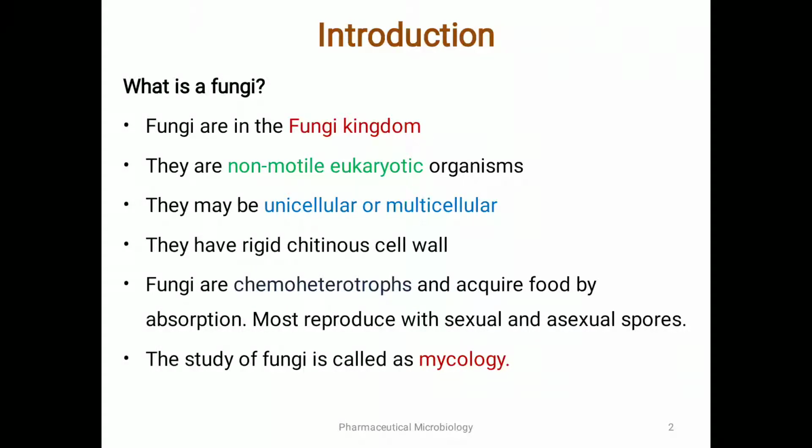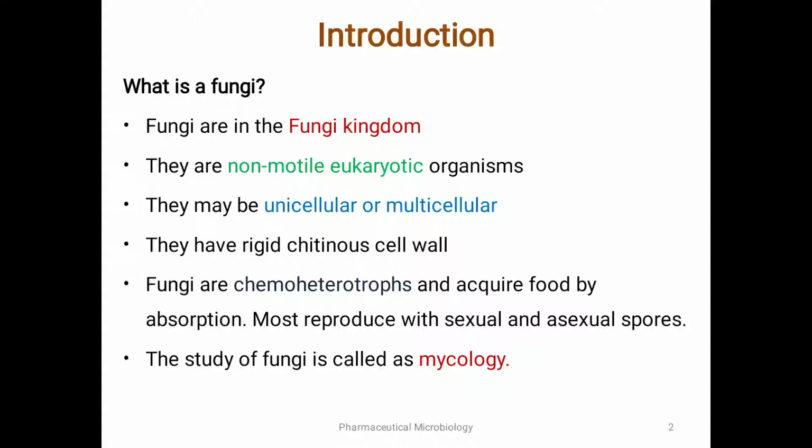So they are eukaryotic. The difference between prokaryotic microorganisms and eukaryotic microorganisms is that the prokaryotic microorganisms do not have a nucleus in their cell, while eukaryotic microorganisms or simply organisms have a nucleus in their cell. Okay, so bacteria are prokaryotic while the fungi are eukaryotic. The fungi may be unicellular or multicellular. There are some groups of fungi which are unicellular, means made up of a single cell, while there are some fungi which are multicellular.